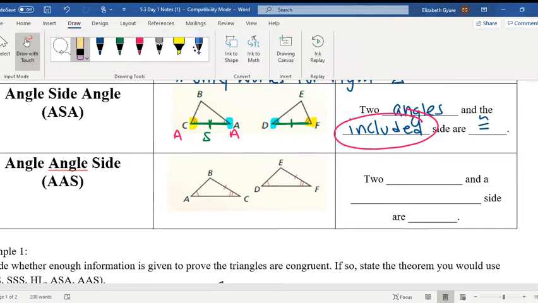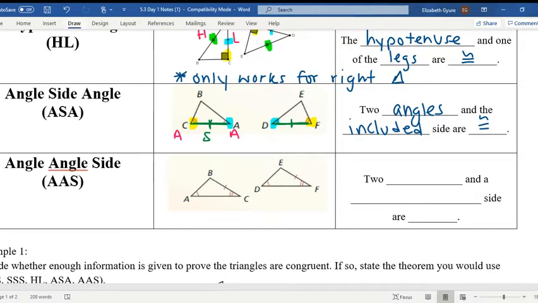And then the last one is angle, angle, side. Now I'm just going to warn you, these two are mixed up a lot. Angle, side, angle, and angle, angle, side. Can anyone maybe see why they're mixed up a lot?